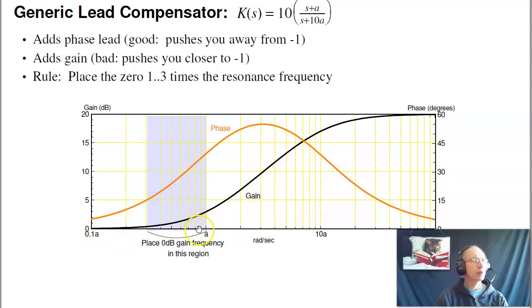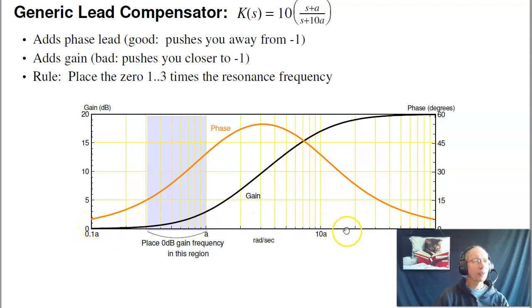For example, suppose I take the 0 and make it really, really large, meaning if 5 radians per second is over here and A is 50 radians per second. I haven't done anything. I've added a little bit of phase. That's good. I haven't added much gain. That's also good. Or I should say it's negligibly bad, because gain's bad. So I really haven't done much.